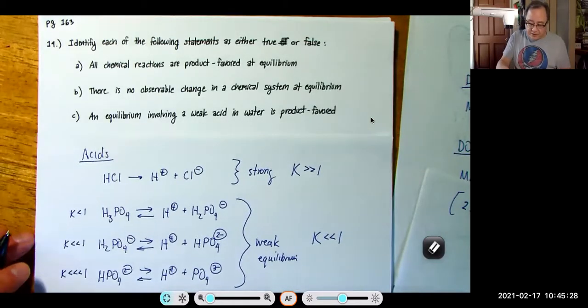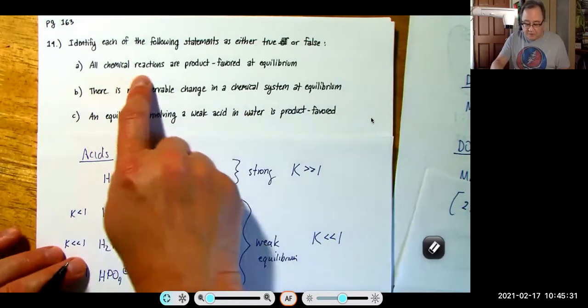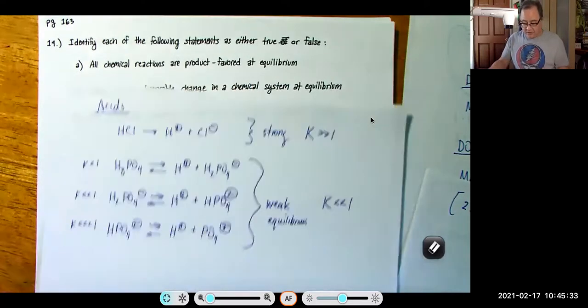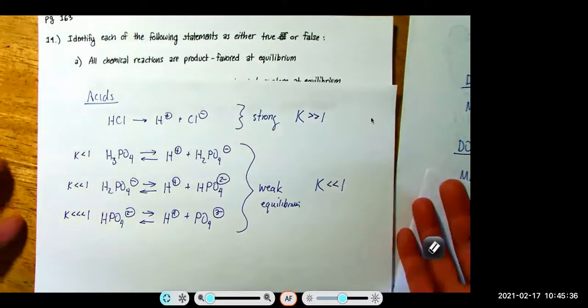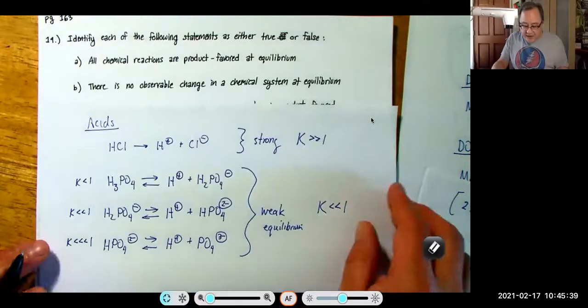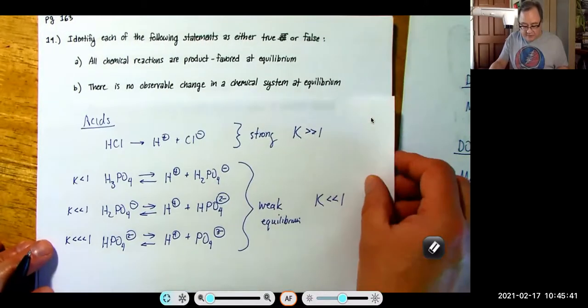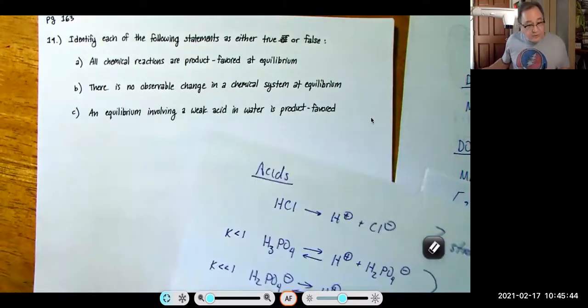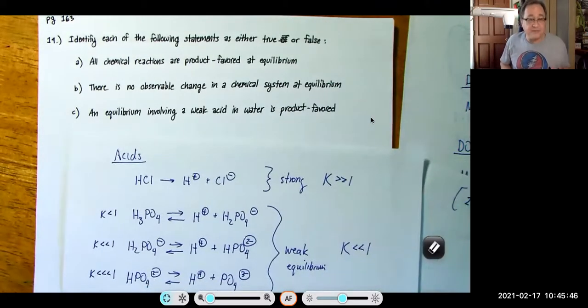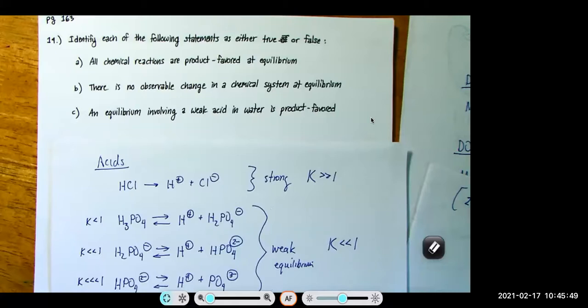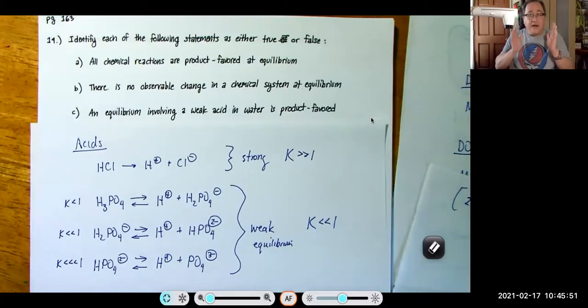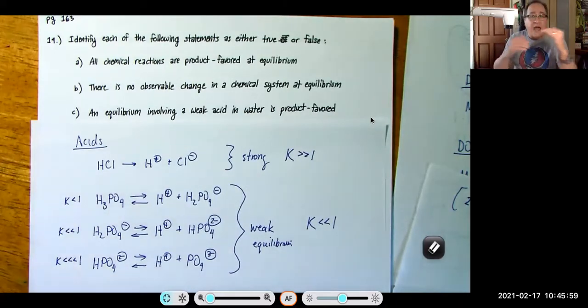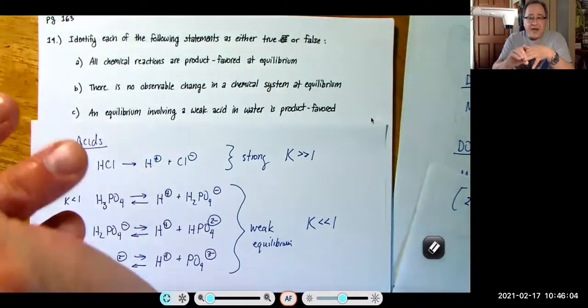Identify the following statements as true or false. All chemical reactions are product favored at equilibrium. Well, are they? No. There is no observable change in a chemical system at equilibrium. And the answer is true because the concentrations don't change. It's because the rate goes both ways. So the number of reactant molecules stays the same. The number of product molecules stays the same at equilibrium, even though reactions are still happening. So you don't really have an observable change.